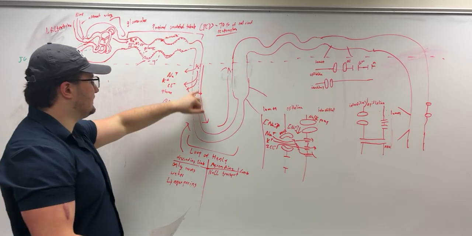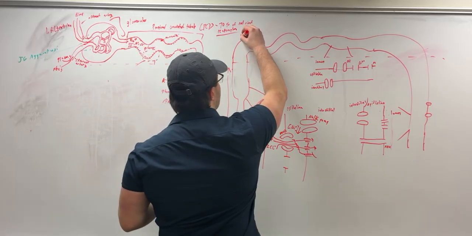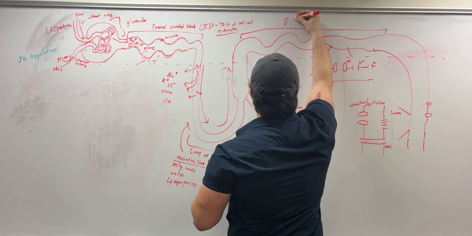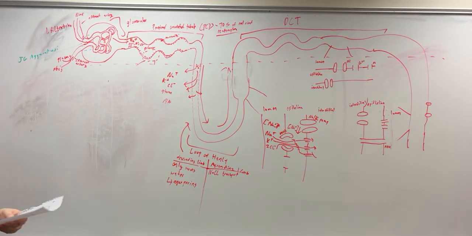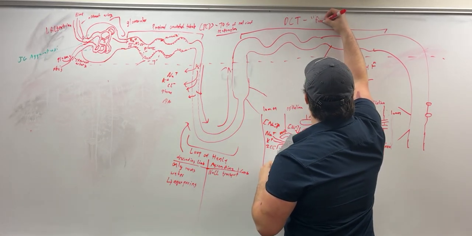So the loop of Henle is going to come back up into here now, and this second to last portion is called your distal convoluted tubule, or your DCT. And for the DCT, I want you to mostly just think fine-tuning.